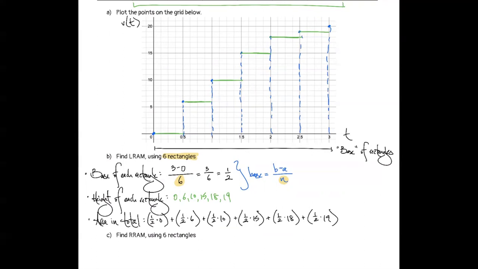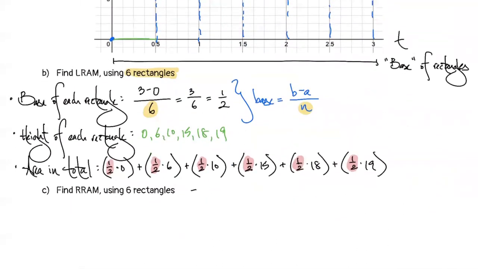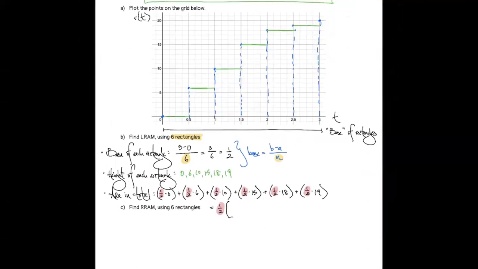All right, so I like that we see this 1/2, right? And if we look, every single rectangle has the same exact base. And so, like Vince suggests, let's go ahead and factor out that 1/2. Since every single one of those has a 1/2, we're going to go ahead and factor that out. Now, I know I have these y values, 0, 6, 10, 15, 18, 19.